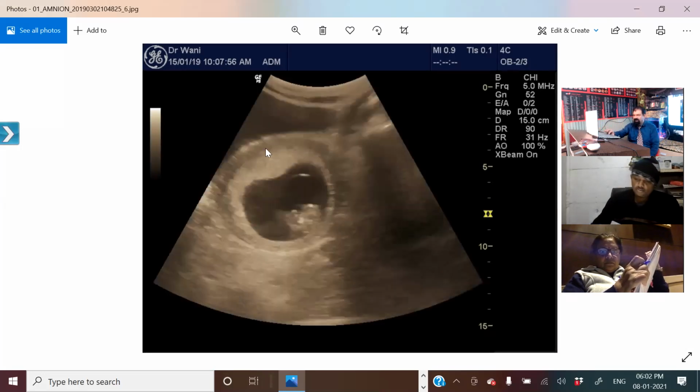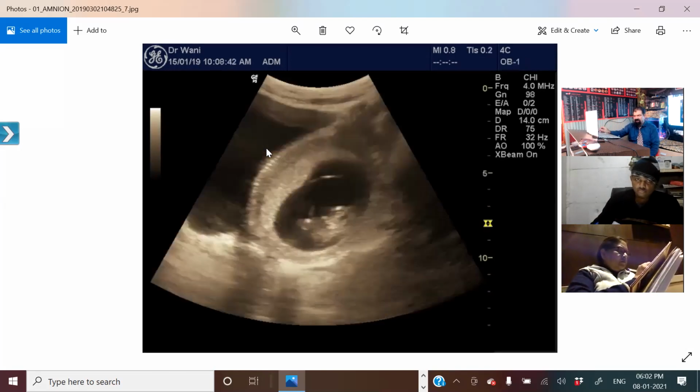So this is the point. This is the chorion frondosum over here. So this is the developing placenta. The hemorrhage at this level is dangerous.